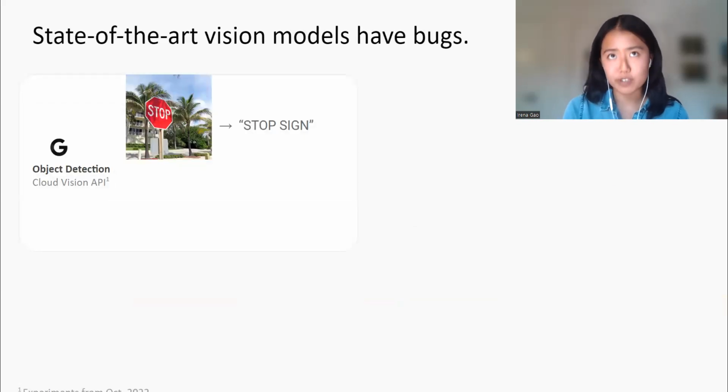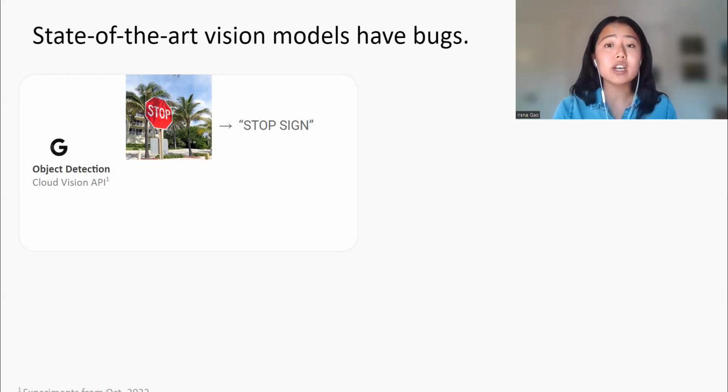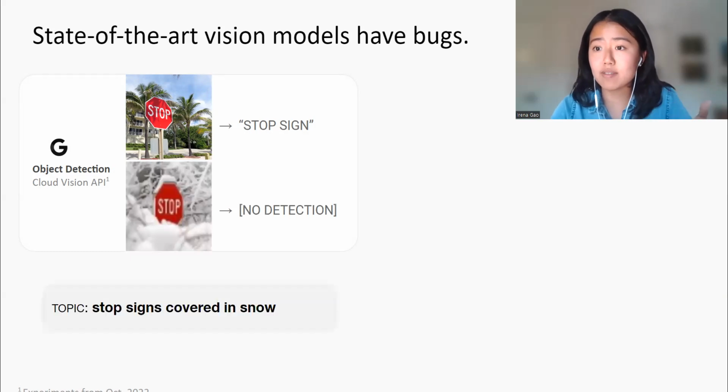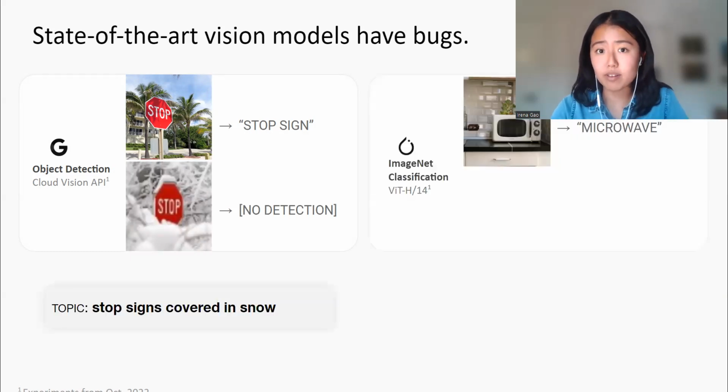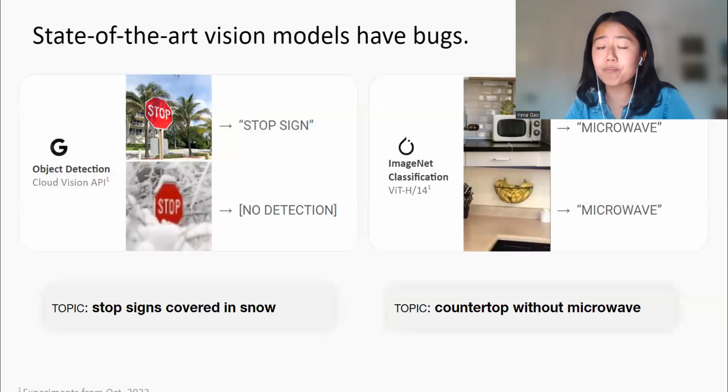Even state-of-the-art computer vision models can still have unexpected failure modes, which I'll call bugs. For example, Google's popular Cloud Vision API can fail to generalize to new environments. While it can detect stop signs, it sometimes fails at detecting stop signs covered in snow. Models can also exploit spurious correlations that we're not aware of. Massive vision transformers, we find, still spuriously correlate kitchen countertops with microwaves.